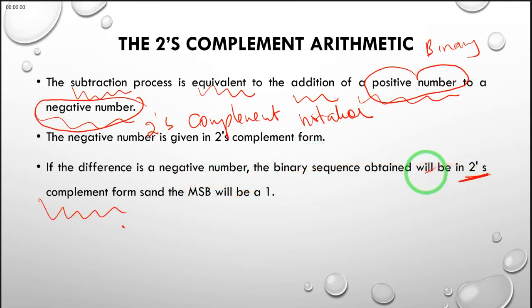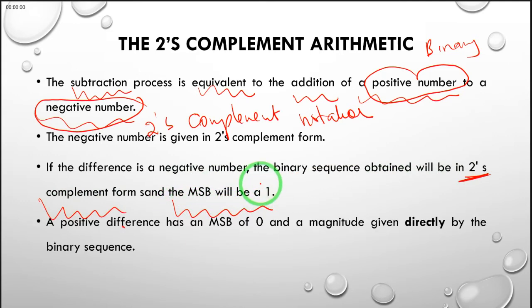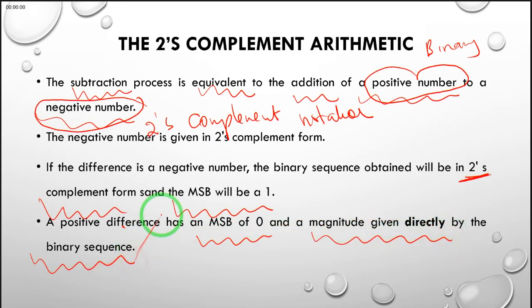So when it is in the 2's complement notation, the most significant bit will be a 1. On the other hand, a positive difference will have a most significant bit being 0, and the magnitude is going to be in direct binary notation form without needing to convert it back from the 2's complement.